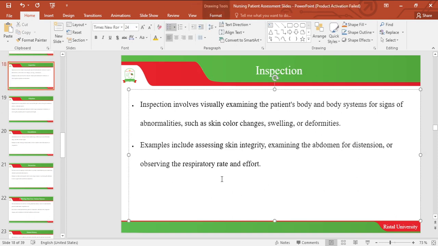Let's look at the first technique, inspection. Inspection involves visually examining the patient's body and body systems for signs of abnormalities such as skin color changes, swelling, or deformities. For example, assessing skin integrity, examining the abdomen for distension, observing the respiratory rate and effort.